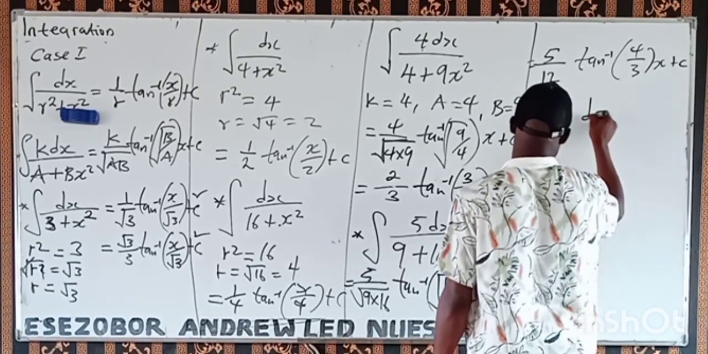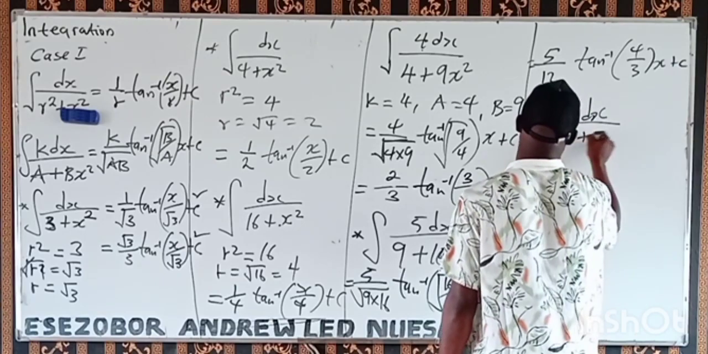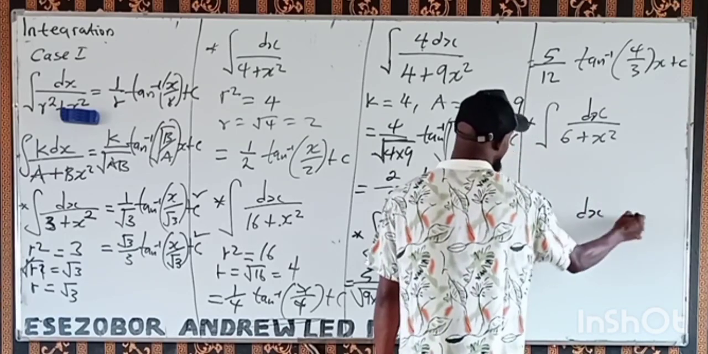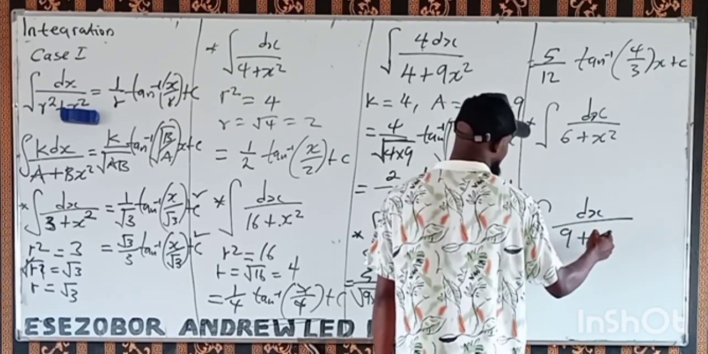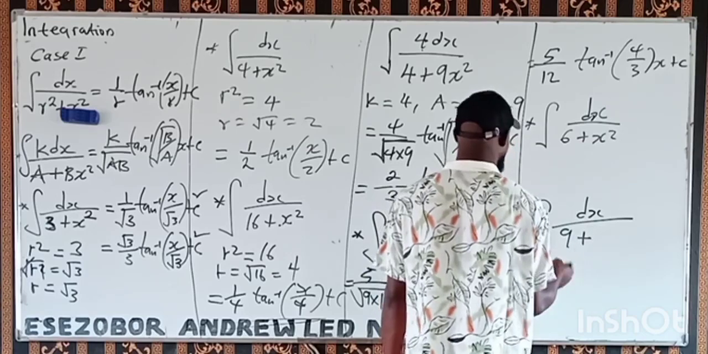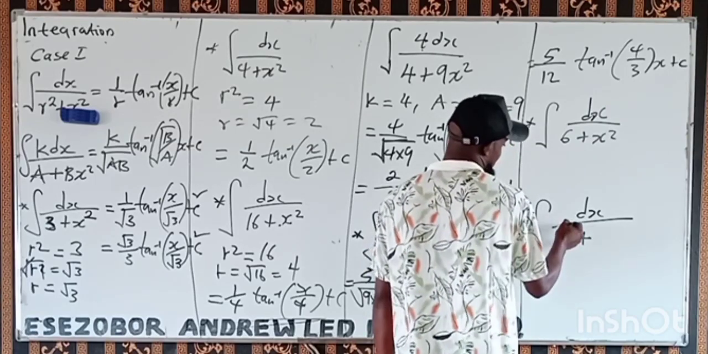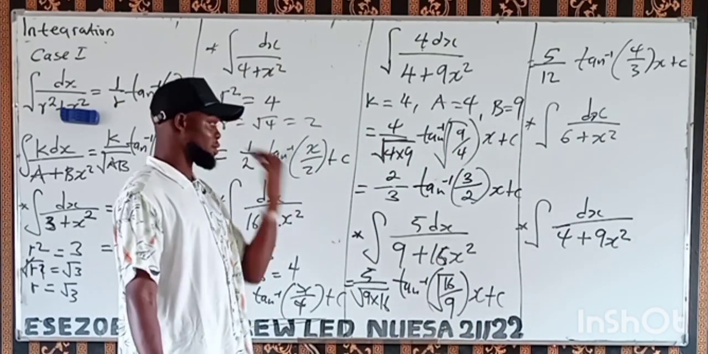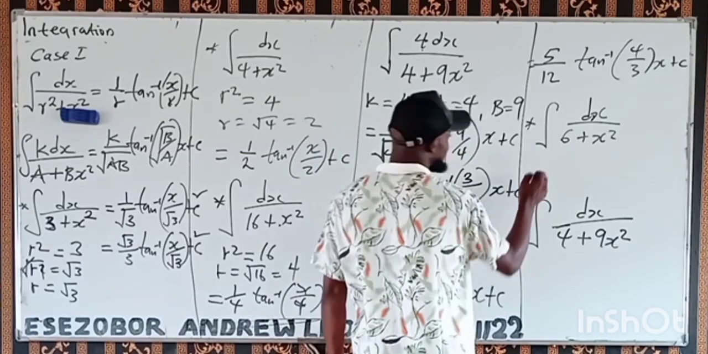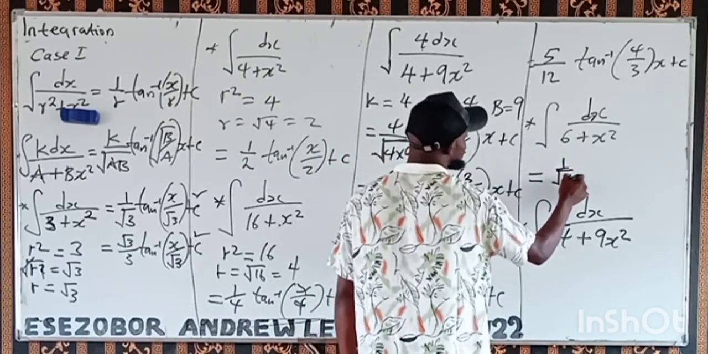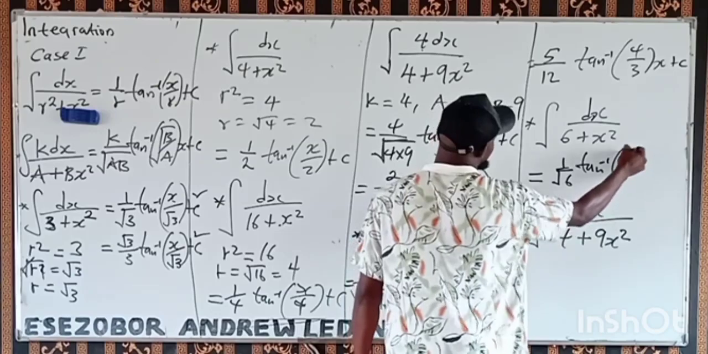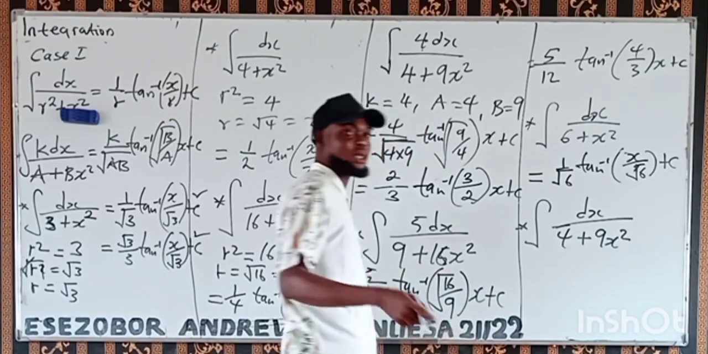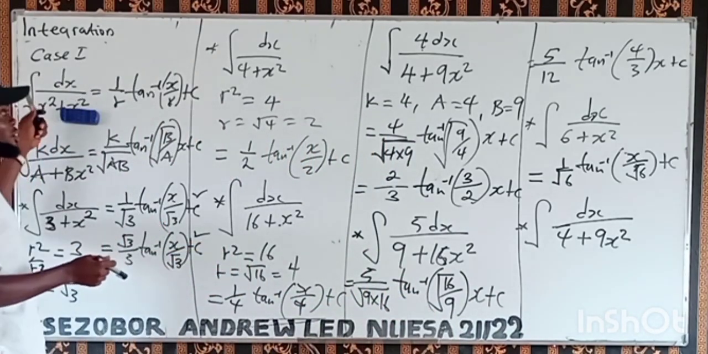Integral dx over 6 plus s squared. Integral ds over 9 plus, okay, let us say 4 plus 9s squared. Now this one, let's say we can do it. That's how it becomes 1 over root 6 tan inverse of x over root 6. So I think you can decide to rationalize that one, no problem. That's what it is the first time.